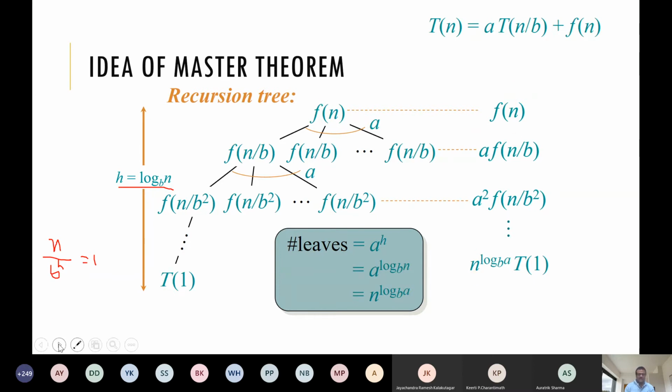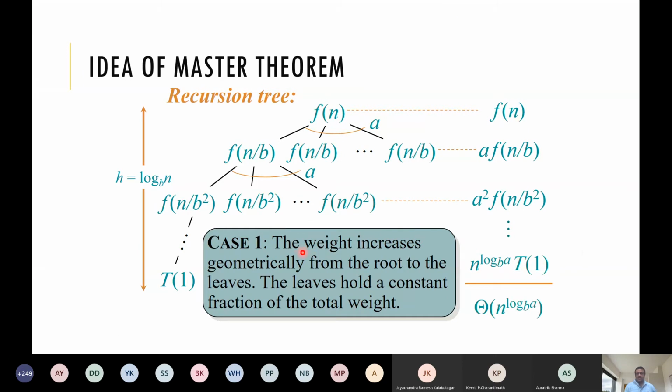Now case 1: who is dominating? The last cost, solving it recursively all the way. This cost, n to the power log a base b, is dominating. So case 1 is basically where the weight increases geometrically from the root to the leaves. This is very little weight, this is growing faster. So this will be the heavyweight guy, the dominating cost. And then the solution is, obviously, if this is more, then the sum will be this, because all the others are lower order terms. So we can cancel those. So this is case 1.